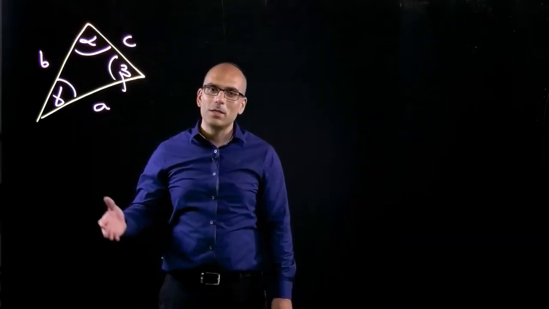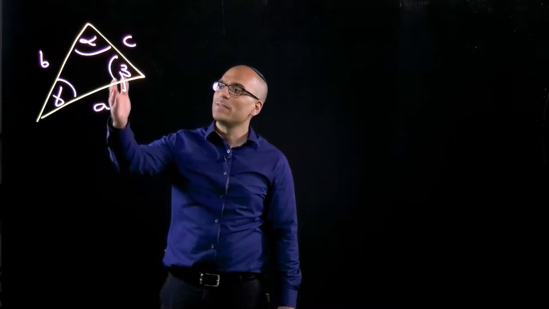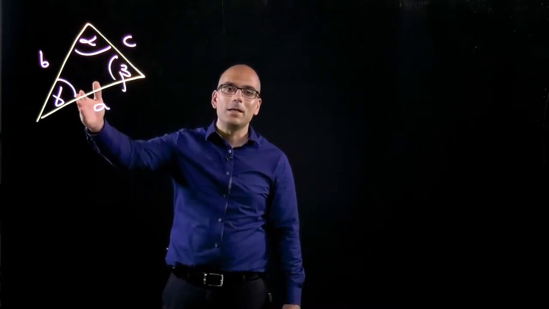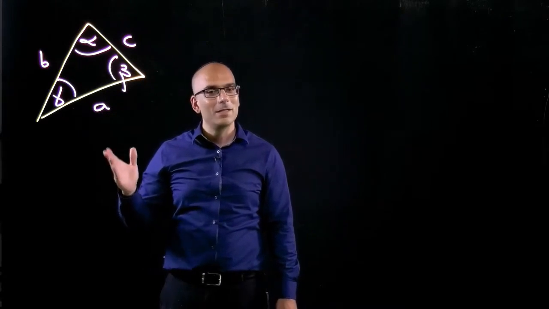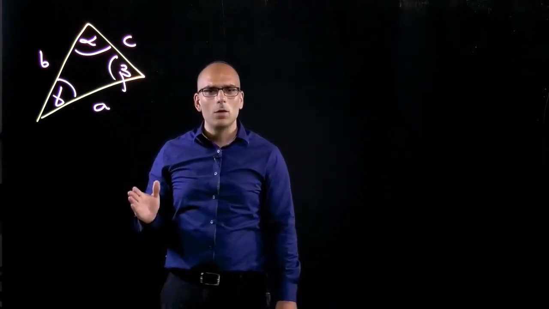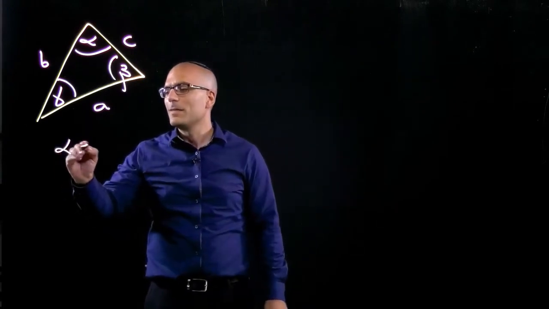Not all triangles are right triangles. Let's consider the following triangle with sides A, B, and C, and angles alpha, beta, and gamma, but none of them is 90 degrees. Of course, here too, alpha, beta, and gamma add up to 180 degrees.